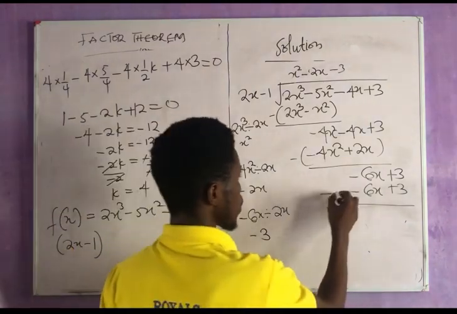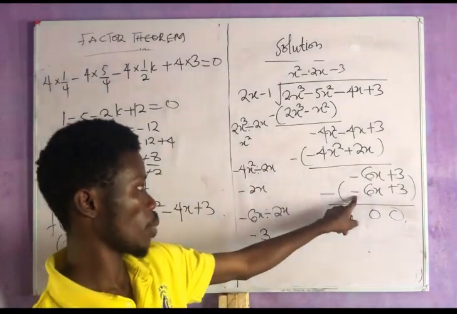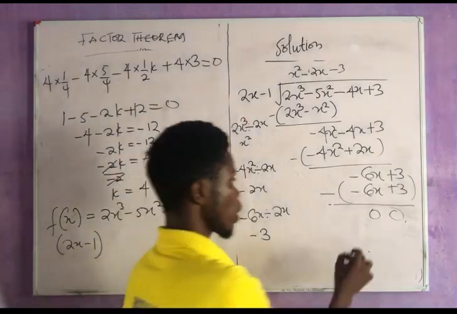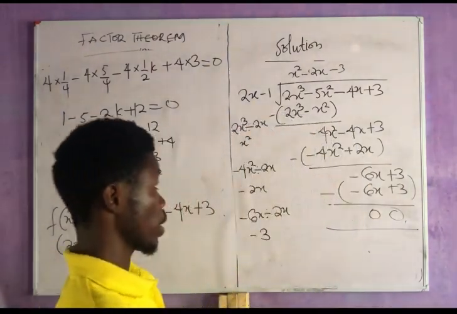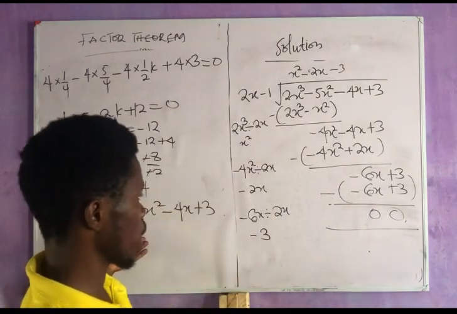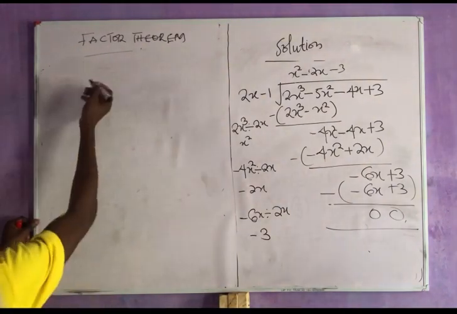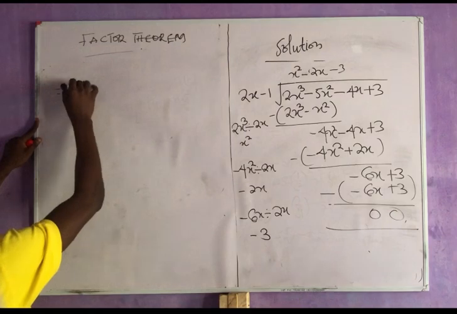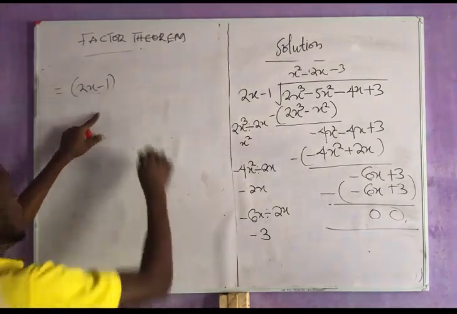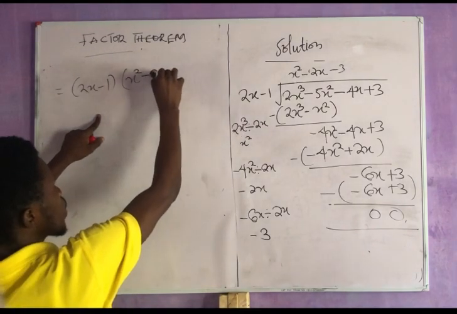So we are going to subtract this, and this will give you 0, because negative 6x plus 6x is 0, and 3 minus 3 is 0. Once you are getting 0, that tells you that 2x minus 1 was a factor of the polynomial. Is that okay? Alright, so the remainder is 0. So we have the factor that was given to us in the question, which is 2x minus 1. Then the quotient, or the answer we have, which is x squared minus 2x minus 3.